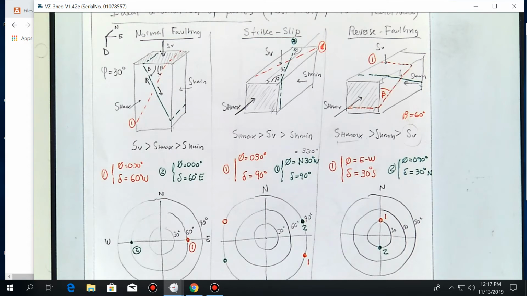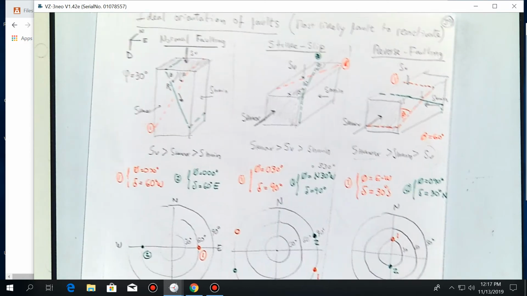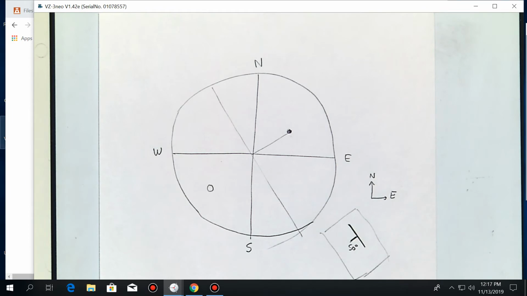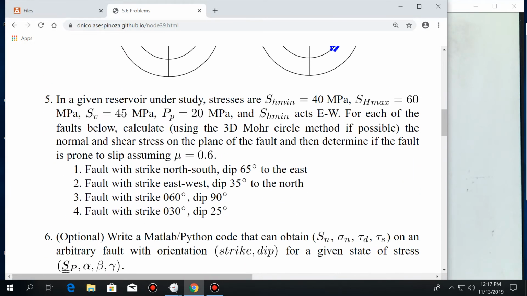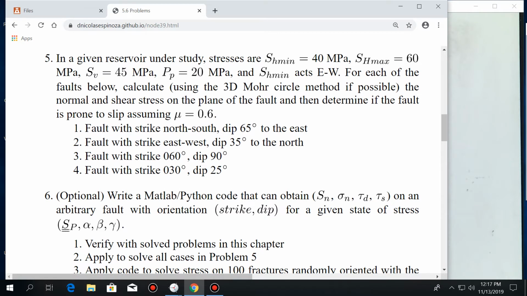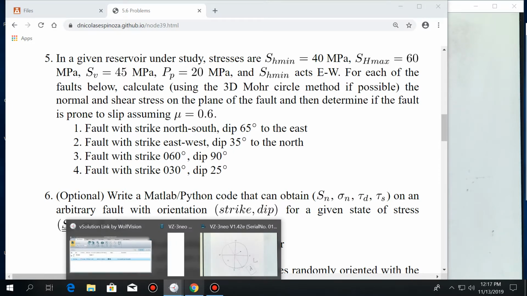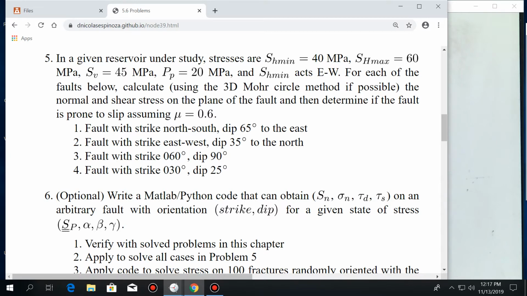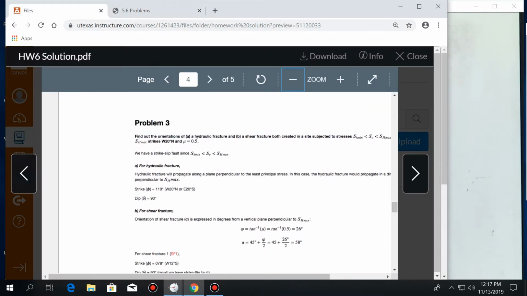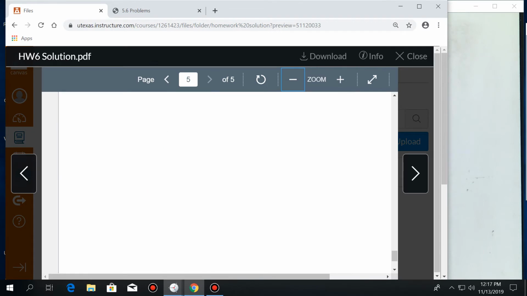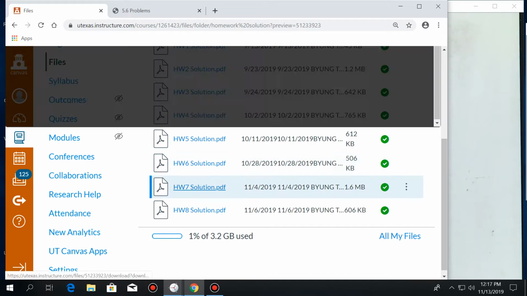Okay, so the next problem then, problem number 5, is about finding what is the state of stress for 4 different faults within the system, within this problem. And for that, let me pull up the solution. Solution is here, and this one ends over here.